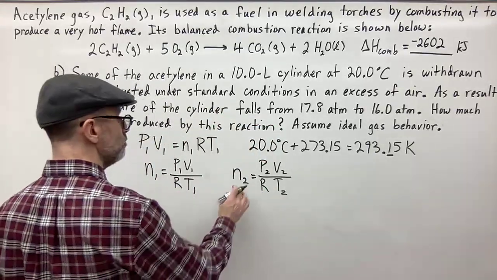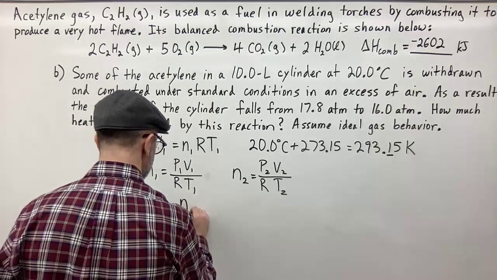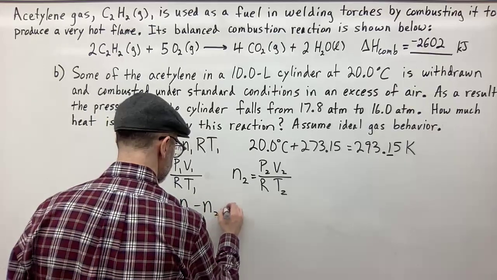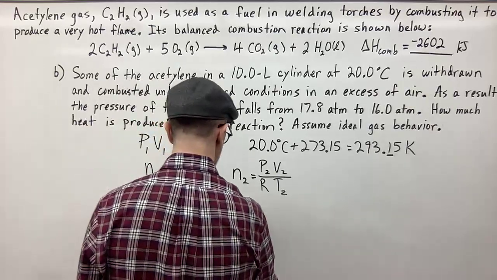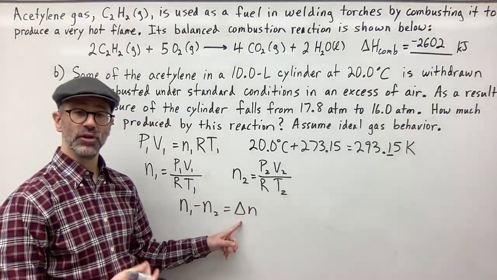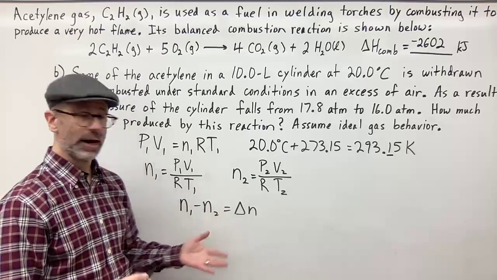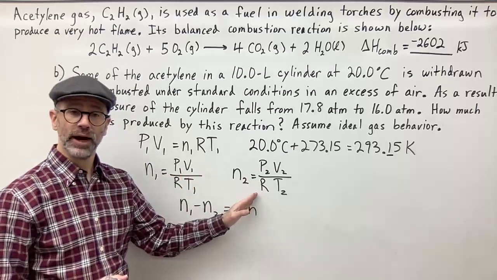And then to get the moles that you took out, you would just subtract, right? So this would be the lesser amount, right? So I take N1 minus N2 is going to give me the change in the moles, which is the moles that I burned. This is going to give me the number of moles that I burned, right? So this is one way you could do it, right?